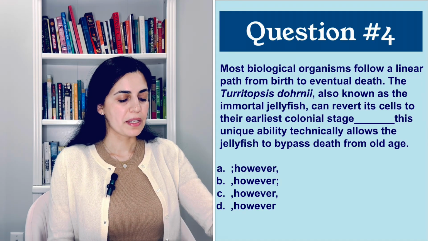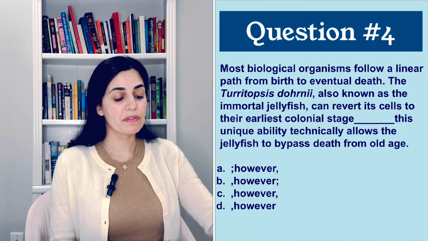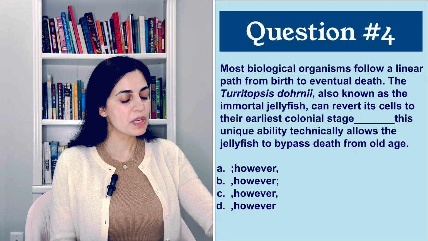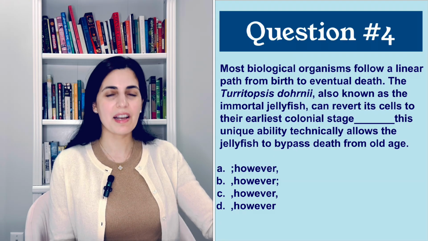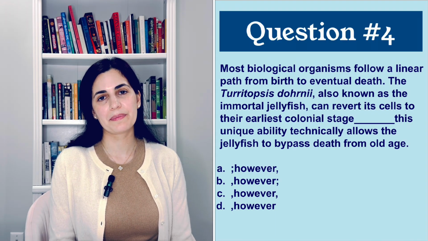Okay, let's take a look at question number 4. Most biological organisms follow a linear path from birth to eventual death. The immortal jellyfish can revert its cells to their earliest colonial stage, blank. This unique ability technically allows the jellyfish to bypass death from old age. Pause the video, and when you're ready to hear the answer and explanation, resume play.